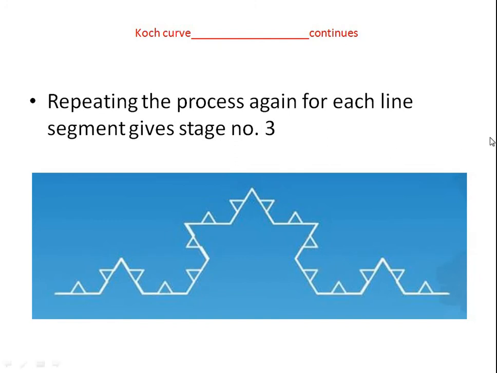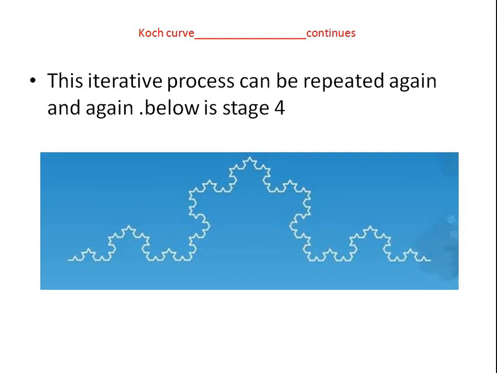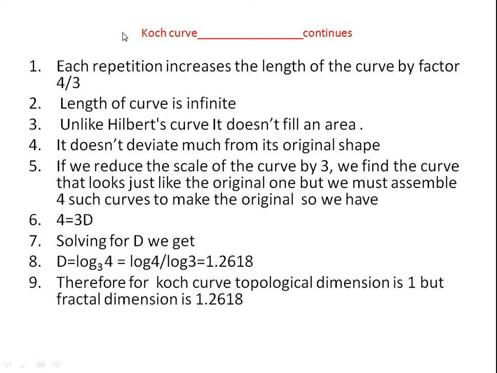Then repeating the process again for each line segment gives us stage number 3. For each and every line segment we form a triangle, and after forming the triangle we remove the base. The iterative process can be repeated again and again, and here is stage number 4. Each repetition increases the length of the curve by a factor of 4 by 3, because we divide the 3 line segments into 4.